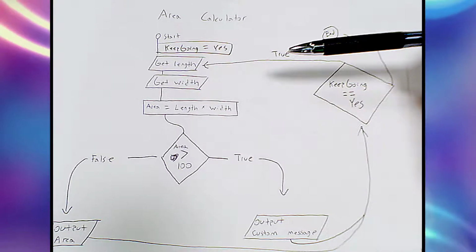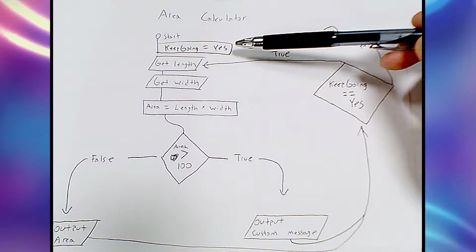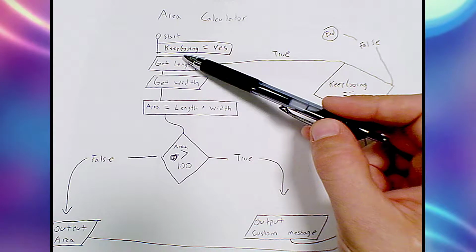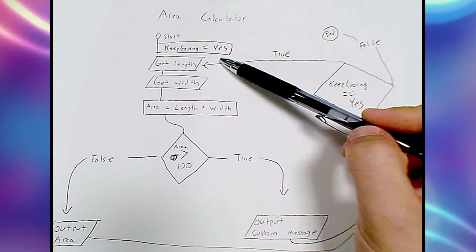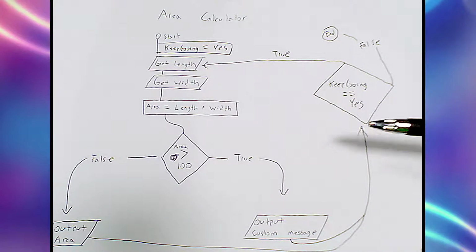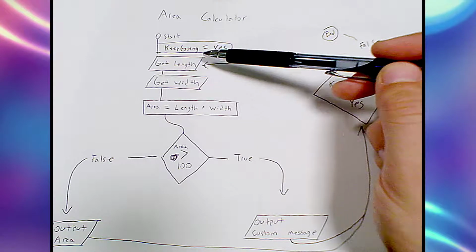So all I did this week is I added a new variable up top. So in a rectangle where we declare our processes, I want to declare a variable called keep going, and I want to give it a starting value of yes, because I want to assume that this person opened up this application, they want to at least measure one room. So we go through that process.